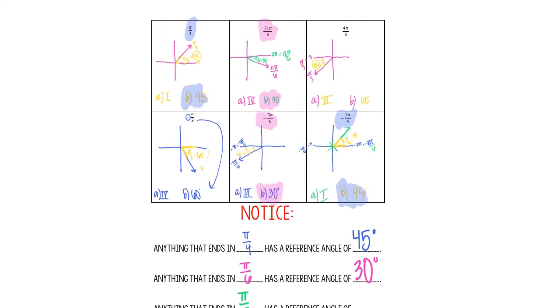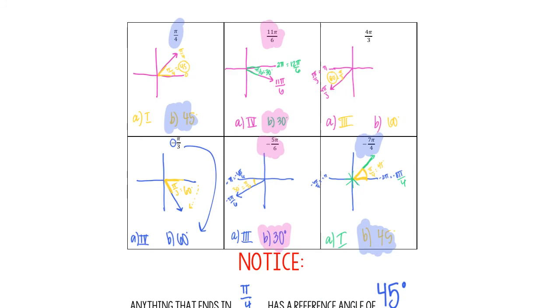Last but not least, let's talk about things that end in pi over 3. Let's look at the two examples we have here. Even though these landed in different quadrants, we had negative pi over 3 and 4 pi over 3. Anything that ends in pi over 3 is going to have a reference angle, an angle formed with the x-axis, of 60 degrees.